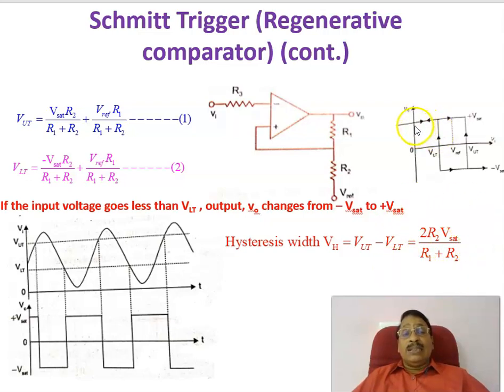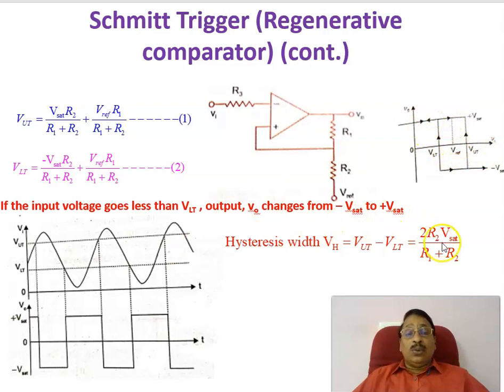Now, just to explain the hysteresis width, it is shown here as a hysteresis diagram. You can see the transition from here. This is plus Vsat, and here this is minus Vsat. If the input goes above the upper threshold voltage, it changes from plus Vsat to minus Vsat. Then when the input voltage goes less than the lower threshold voltage, again it changes from minus Vsat to plus Vsat. Therefore, hysteresis takes place, and this width we call the hysteresis width, which is the difference of the upper threshold voltage VUT minus VLT.